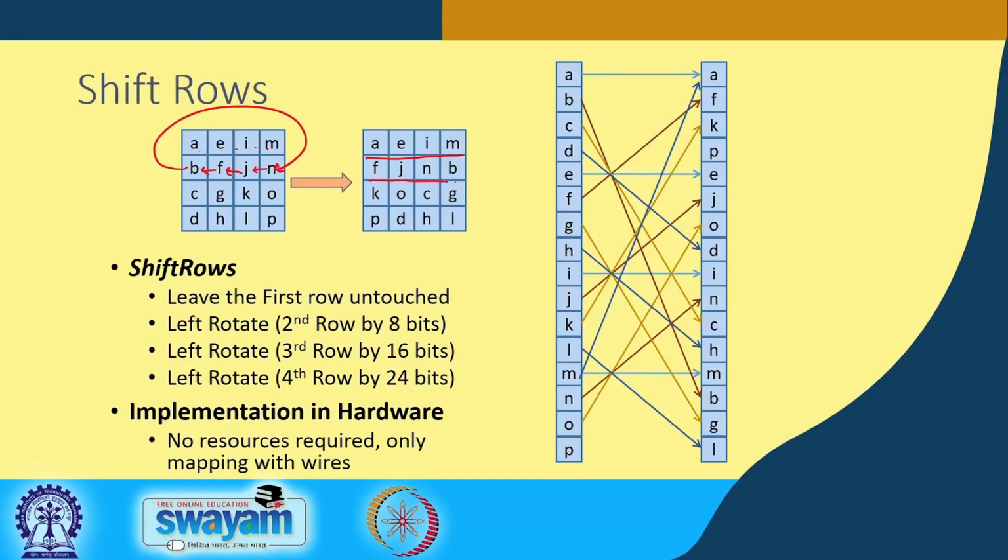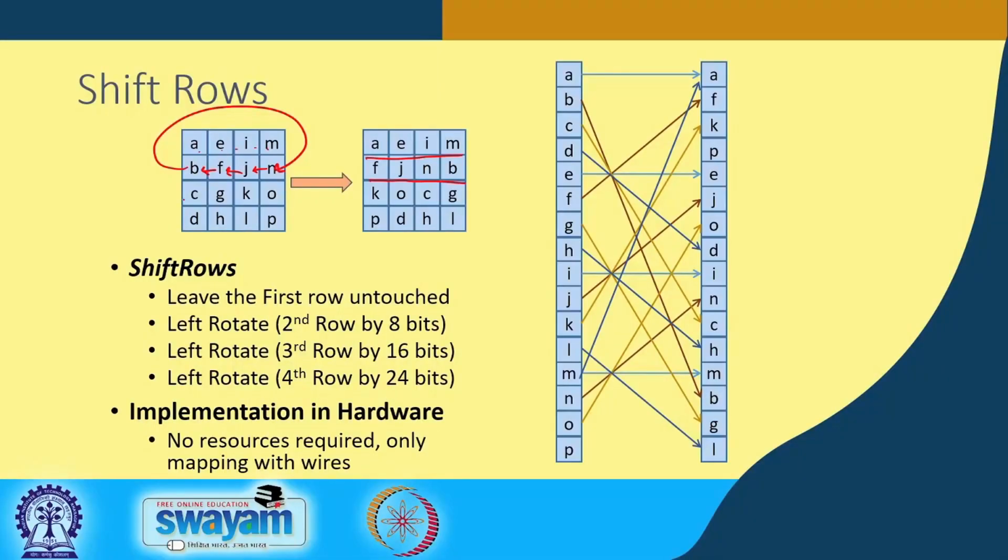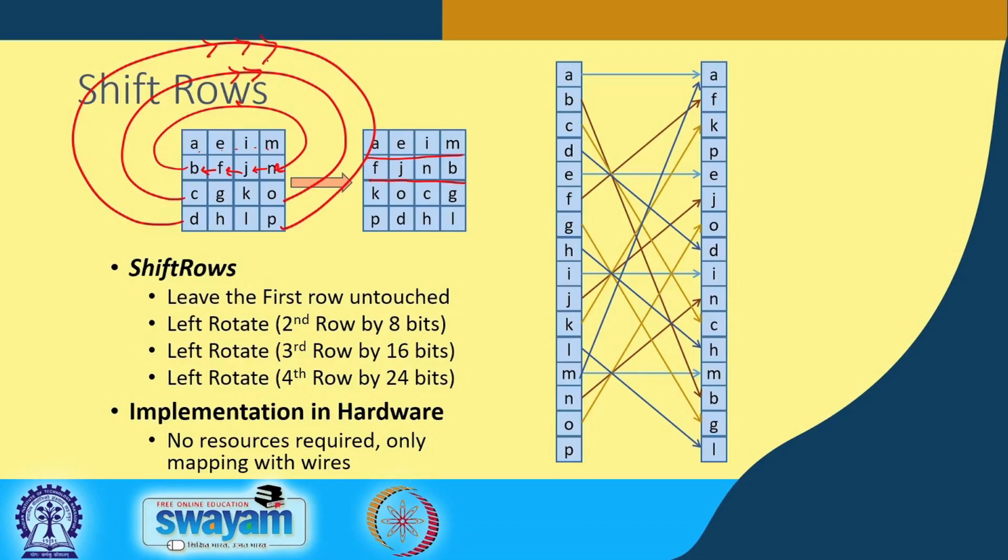So you can see here BFJN becomes FJNB. There is a cyclic shift to the left by one byte location. For the second one, you also do a cyclic shift, but now you do it by two steps. And for the third one, you again do a cyclic shift, but that is with 3 steps. That is equivalent to doing one opposite shift.